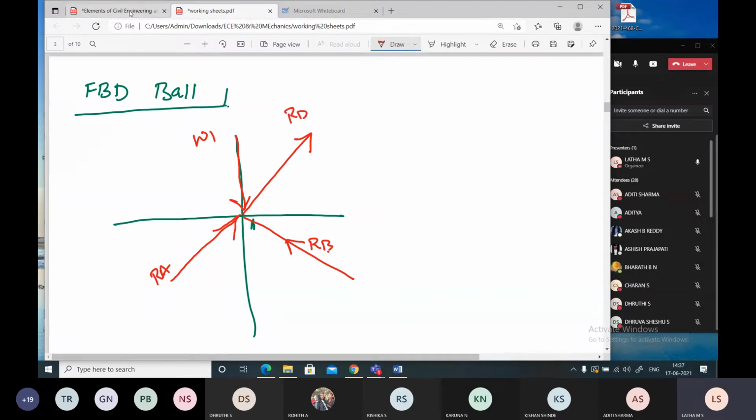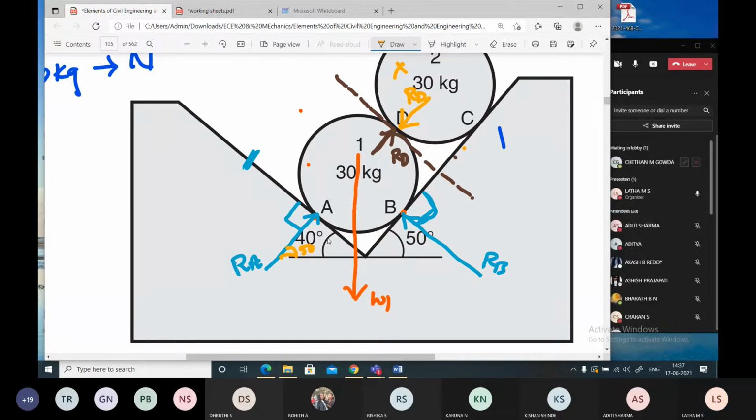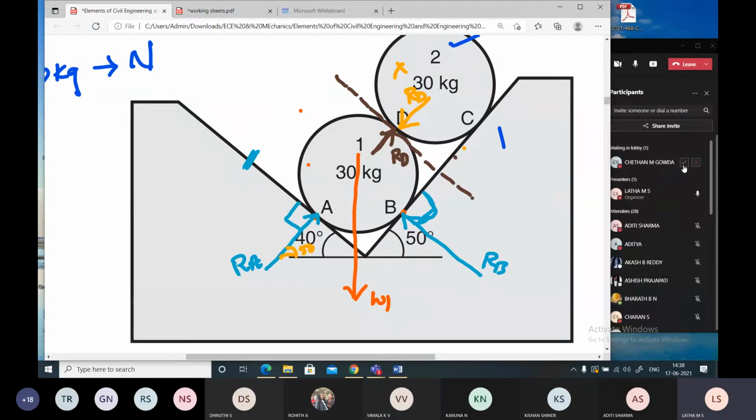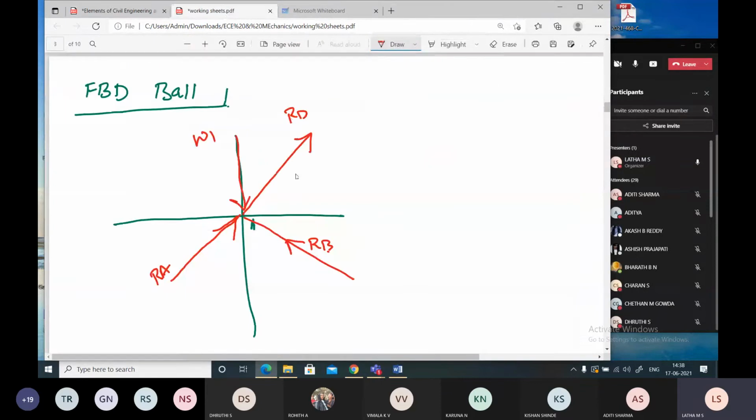Now come on students, tell me what is the angle of inclination of RA with respect to horizontal? 50, ma'am. Okay, it's 50 degree. Do you have any doubt, students? How is it 50? Yes or no? No, ma'am. So this angle is 50.